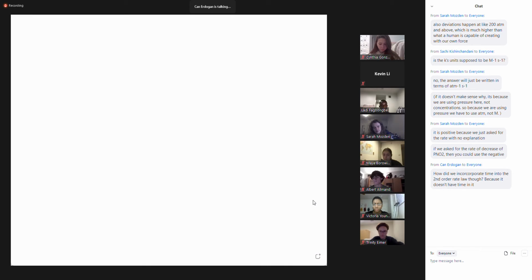I was just saying, we use the answer from A to solve B, right? Yes. But it says at time equals 0, so it's a tricky case, I think. It's not like time equals 5 or something, but how did we incorporate time into the rate law, which doesn't have time in it?